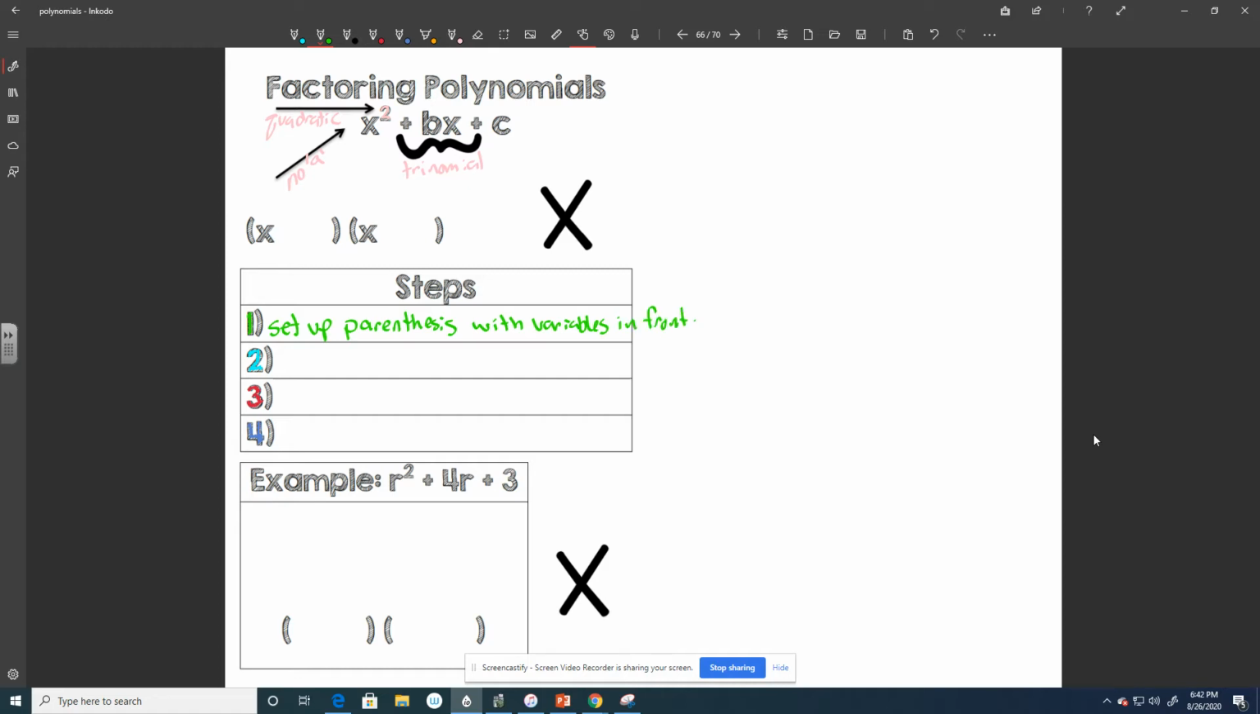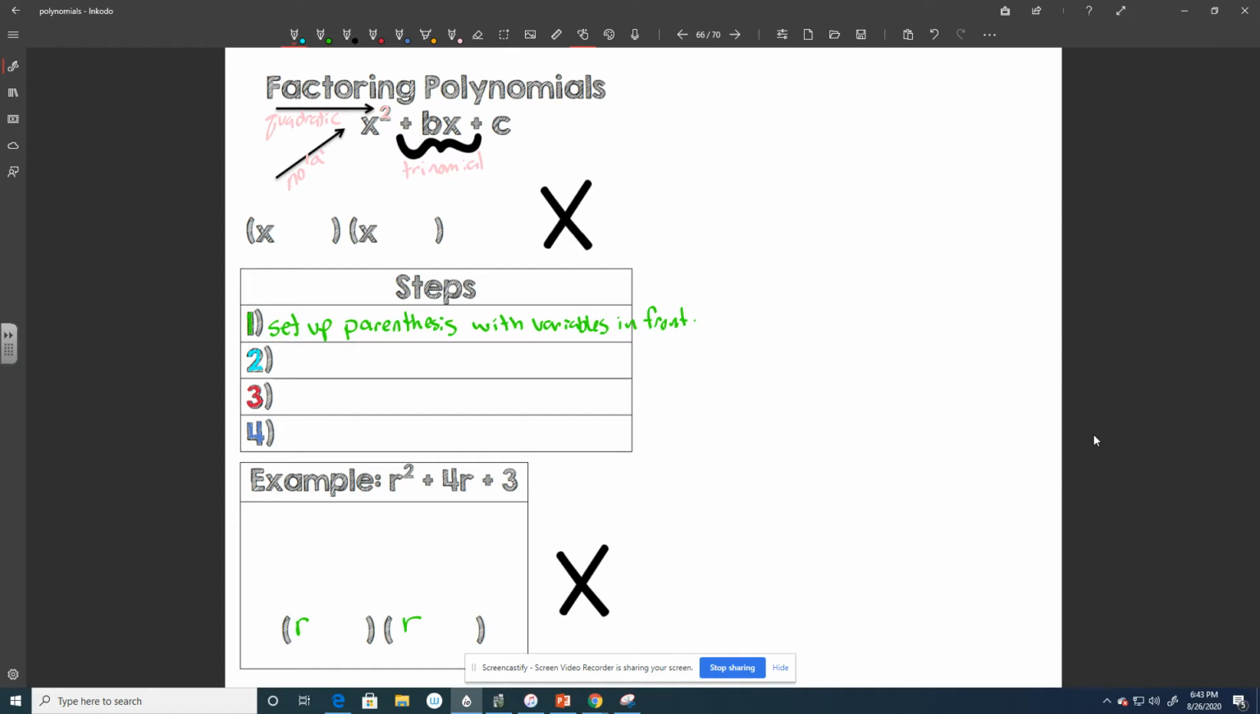Now, as we do these steps, I'm going to try and do them down here. So this example says r squared plus 4r plus 3. Don't freak out that these aren't x's. They're just variables. We treat them the same way. But I'm going to start by setting up my 2 parentheses, and I'm going to put my r and my r at the front of each. Okay? Easy first step. I don't think very many of you can mess that one up.